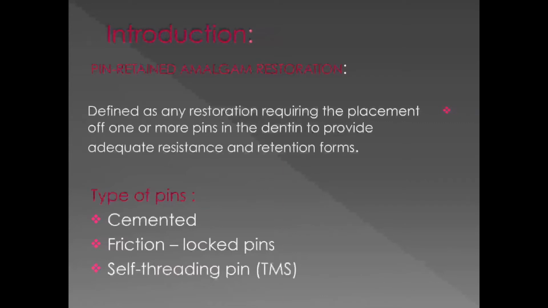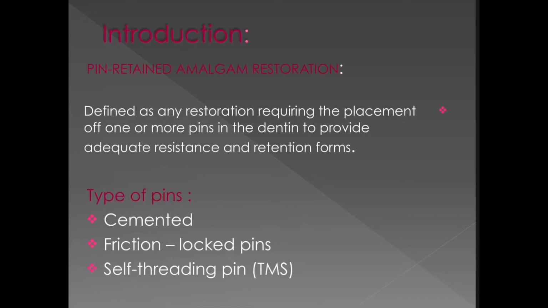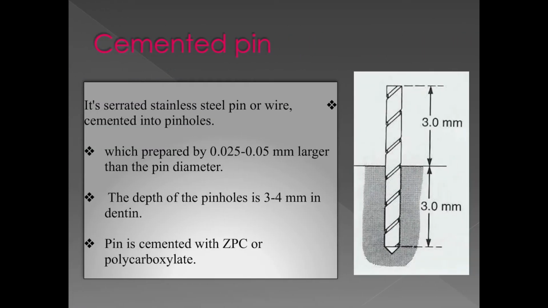What are the types of the bins? We have three main types of the bins: cemented bins, friction locked bins, and self-threading bins. I will describe each one in detail. Starting with the cemented bin. It can be serrated stainless steel or wire.